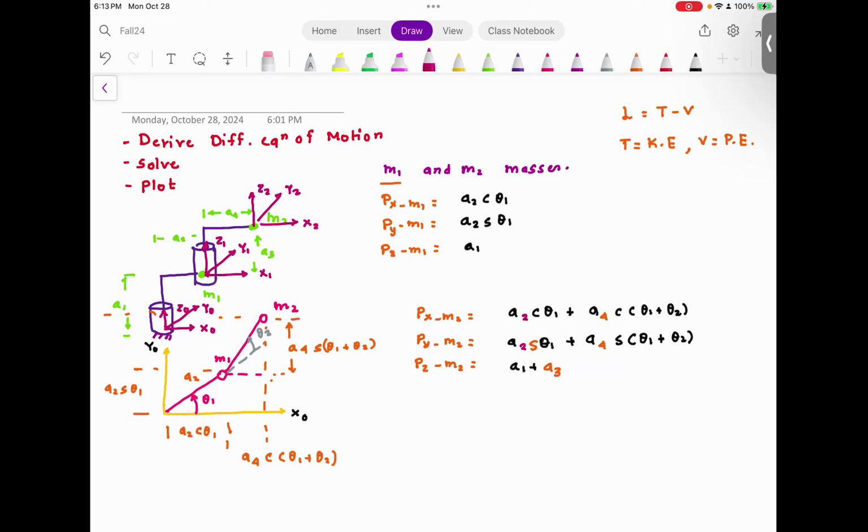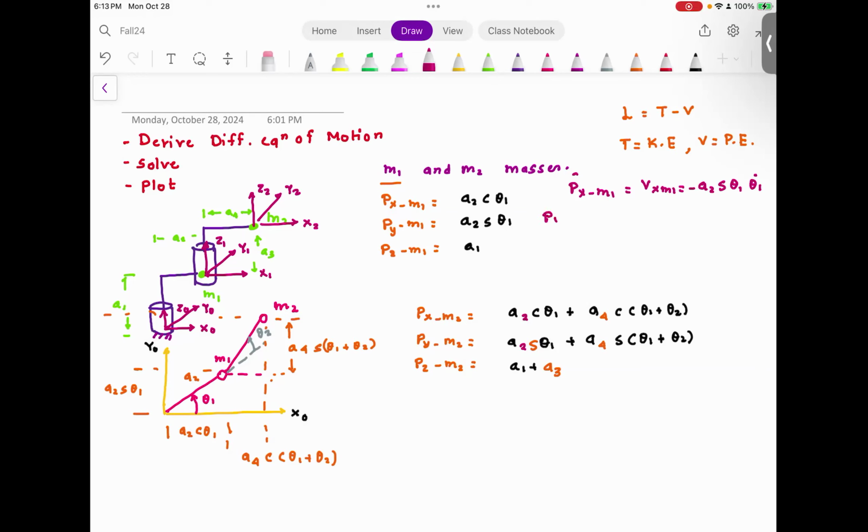Okay. Anything else? Okay, now we are on the same page. So T is equal to kinetic energy, V is equal to potential energy. To find kinetic energy, I need to find out the velocity of the mass. And since there are position in X, position in Y, position in Z, I need to find out Px M1 dot, which I'm gonna call as Vx M1, which is nothing but A2 minus sine theta 1 dot.